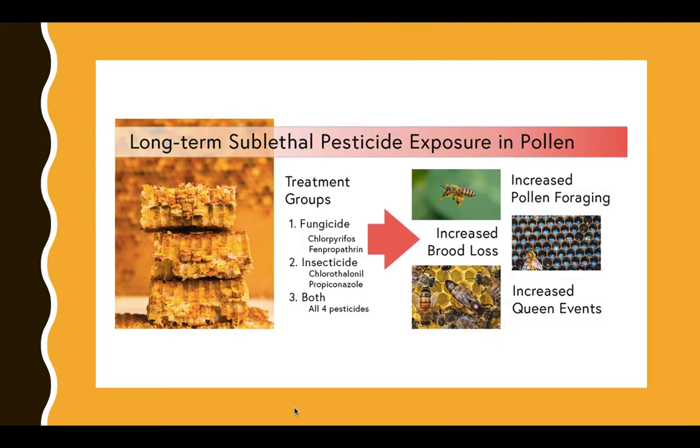As you can see here on the left, there are the treatment groups. There are 3 different ones. The top one is fungicide. The second one is insecticide. And the third one is both, which is all 4 pesticides. So as you can see on the right, that leads to increased pollen foraging, increased brood loss, and increased queen events. And this is due to long-term sublethal pesticide exposure in pollen.